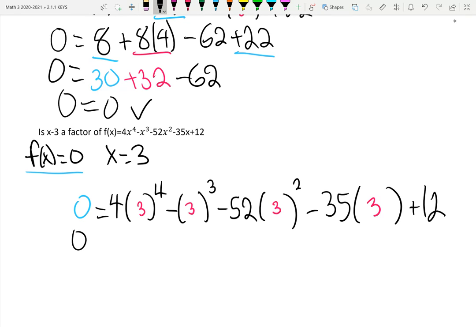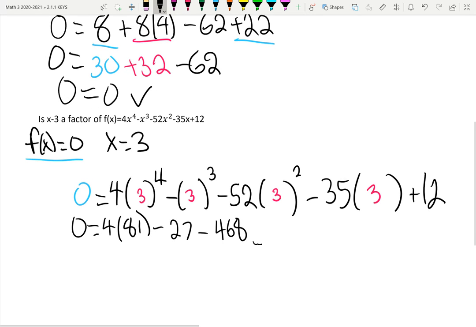Okay, again, I'm going to start simplifying this out. 4 times 81 minus 27 minus 52 times 3 times 3, so 9 times 52. 9 times 5 is 450. 9 times 2 is going to be 18. Put them together and you get 468. 35 times 3 is going to be negative 105. The way I get it is 3 times 30 is 90, 3 times 15 is 15. I'm basically just splitting it up, and instead of doing it like so, I'm treating them as separate entities before I distribute it in.